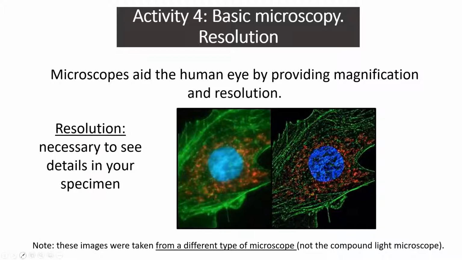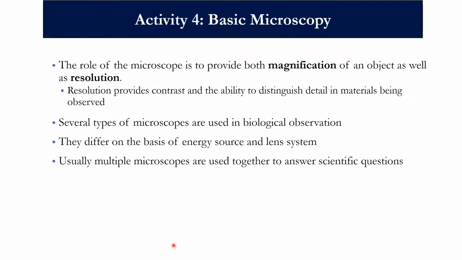Oh, and here's the note saying that these images were taken from a different type of microscope, not the compound light microscope, which you guys will be using virtually. So the role of the microscope is to provide both magnification of an object as well as resolution. Resolution provides contrast and the ability to distinguish detail in materials being observed. There are several types of microscopes used in biological observation, and they differ on the basis of energy source and lens system. Usually, multiple microscopes are used together to answer scientific questions.